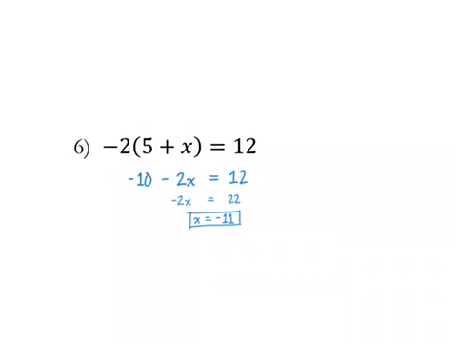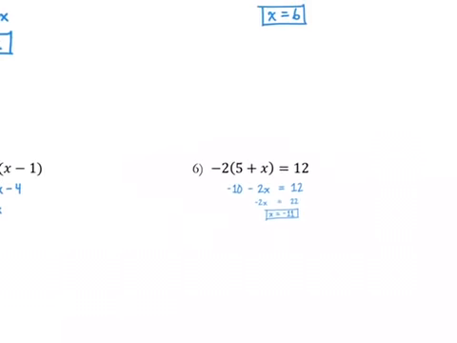And finally here, that is a negative 2 that we're distributing, so really be careful with your signs when you distribute there. That's going to change both of those terms to negative terms. So negative 10 minus 2x is equal to 12. I add 10 to both sides, which gives me negative 2x equals 22. Divide both sides by a negative 2, which gives me x is equal to negative 11.